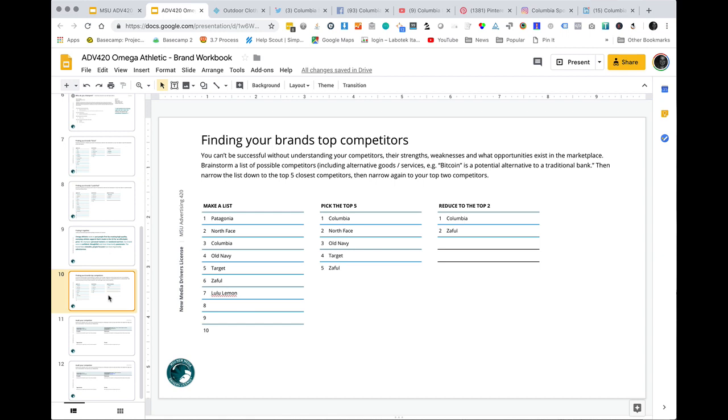And then it's time to do a competitive audit. So again, this is something that we did in class. But really what we want to do is identify all the different possible competitors first. And this might be just a matter of Googling.